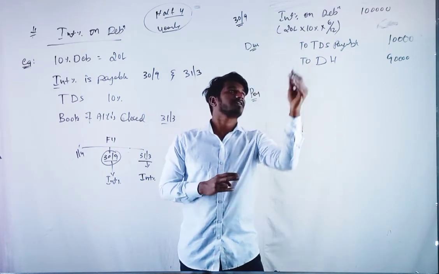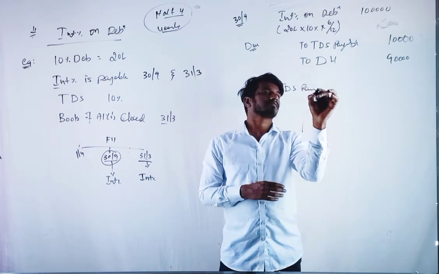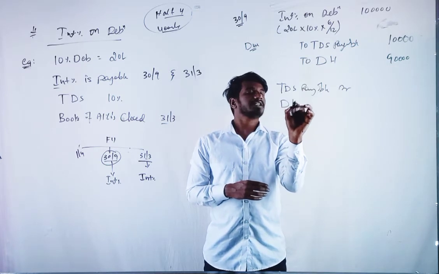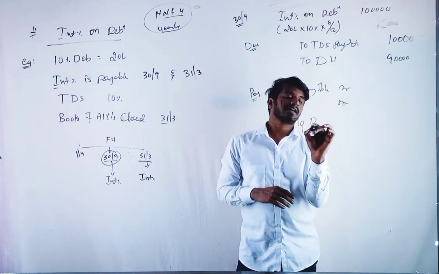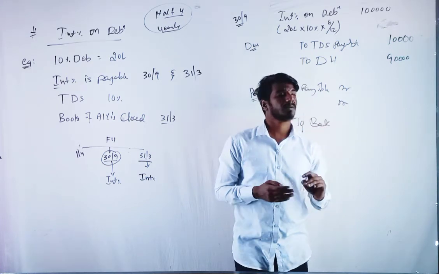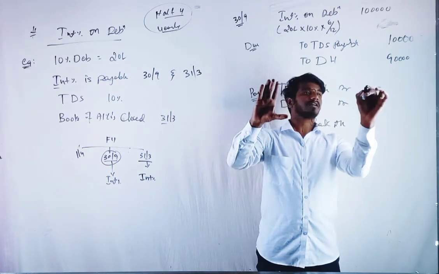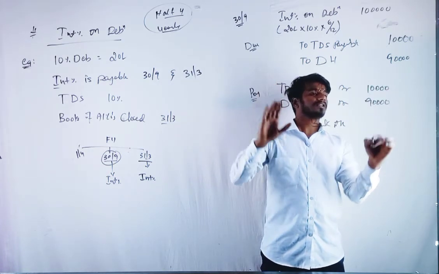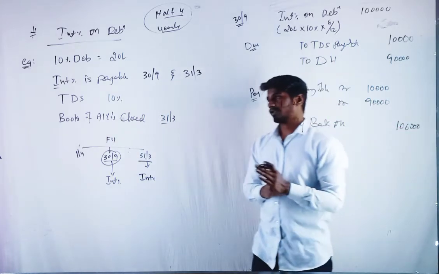The paying entry is the reverse of this. TDS payable, debit, debenture holders, debit. From where will we pay? Bank account. To bank account. How much? TDS is 10,000. The remaining we will pay, 90,000, and 1 lakh total. Is that right?